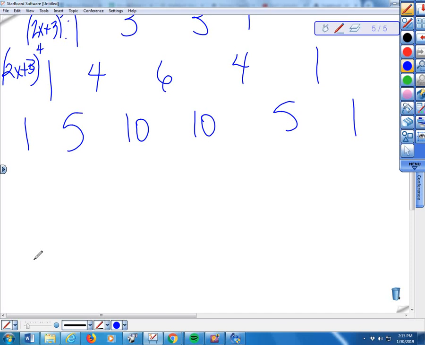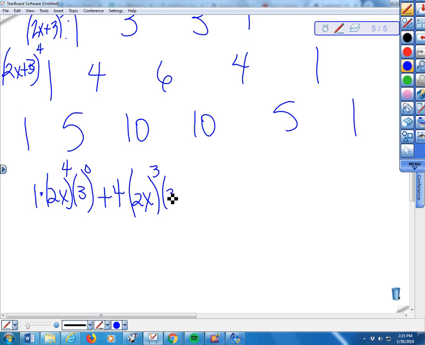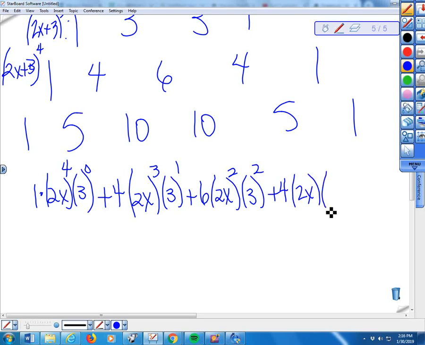All right, so my first coefficient is 1. Then I'm just going to write 2x and 3. It's going to be 4 and 0. Next coefficient is 4, 2x cubed, 3 to the 1. Then 6, 2x squared, 3 squared. 4, 2x, 3 cubed. 1, 2x to the 0. Let's do 1 there. 3 to the 4th.